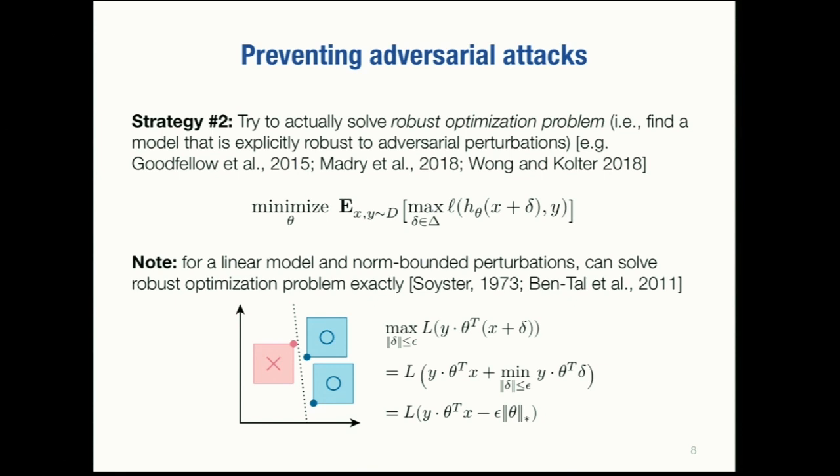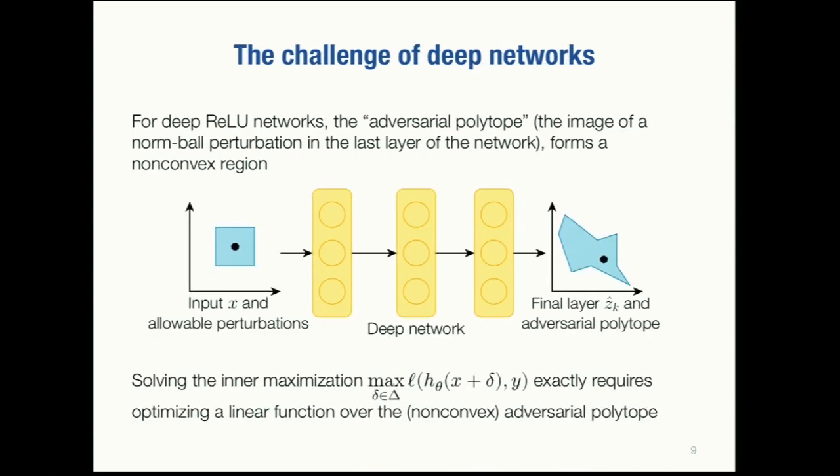Okay, so the actual question is, now I have a deep network. What do I do now? The difference now is that when you take a norm ball and put it through a multi-layer deep network, the image of that norm ball is no longer a nice convex shape. It's going to be some nasty nonlinear shape that you can't easily optimize over.